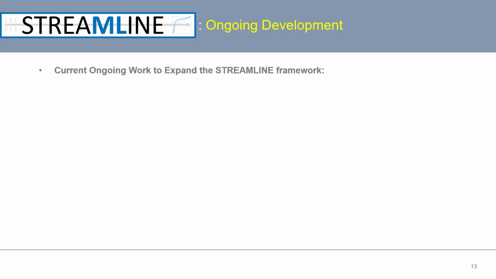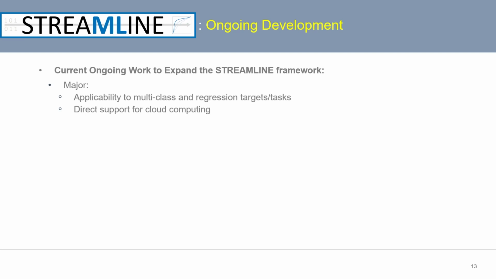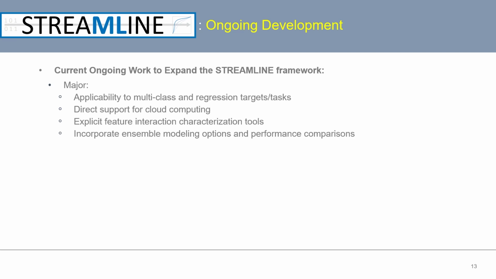Streamline has become a pillar of our lab's research program, and we're actively working to expand its capabilities and improve its performance further. The most important improvement in the works is to expand its applicability to multi-class and regression tasks. We're also working on integrating direct support for cloud computing parallelization, and incorporating new explicit feature interaction characterization tools, ensemble modeling options, and the automated comparison of ensembles to baseline models, as well as strategies to facilitate model deployment for making predictions on individual future instances, while also providing prediction interpretation and explanation.